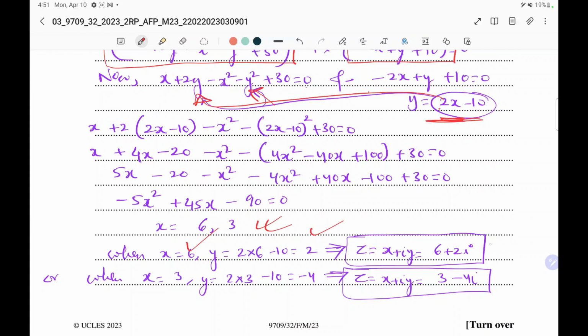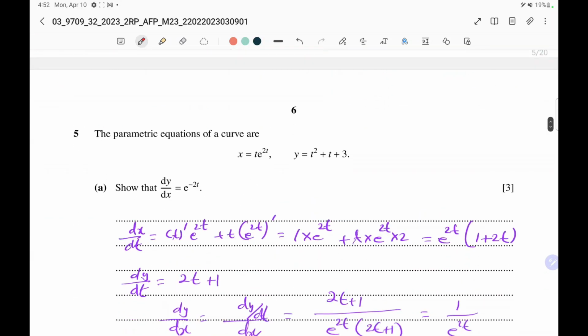So z is x plus iy, so 6 plus 2i. Similarly, you have to put x is equal to 3. Then y will be, again from here, 2 times 3 minus 10, 6 minus 10, minus 4. So x plus iy, 3 minus 4i. So according to me, these 2 should be the complex numbers.